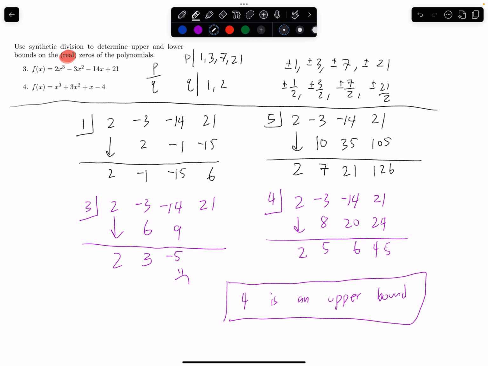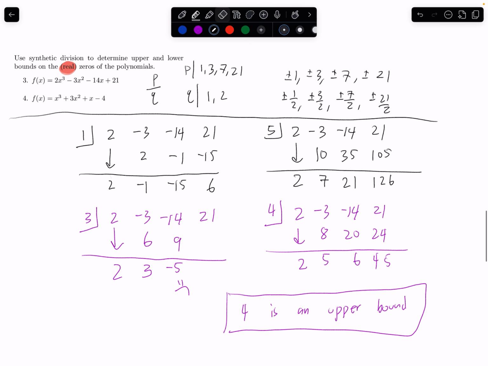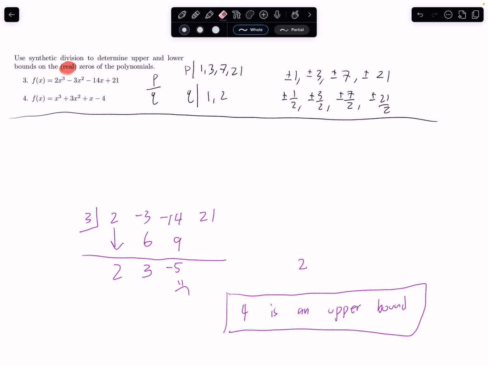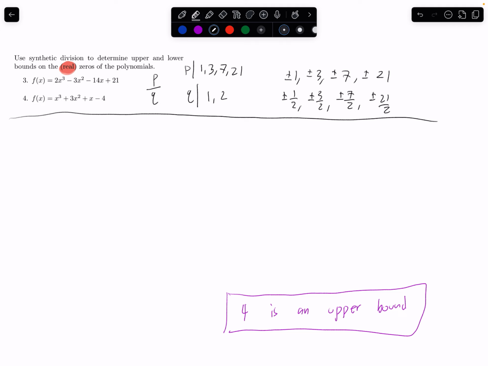Okay, let's go for the lower bound now. So 4 is the upper bound. I'm going to just erase so I can repeat this for the lower bound. Just remember 4 was the upper bound. Let's go ahead and find the lower bound now. So lower bound time. Okay, so same function or polynomial, right? Now I'm going to check lower bounds. I guess -1 is the obvious choice to start with.